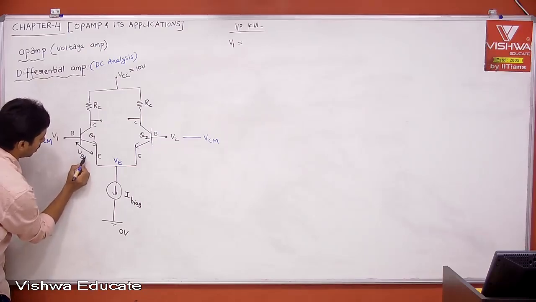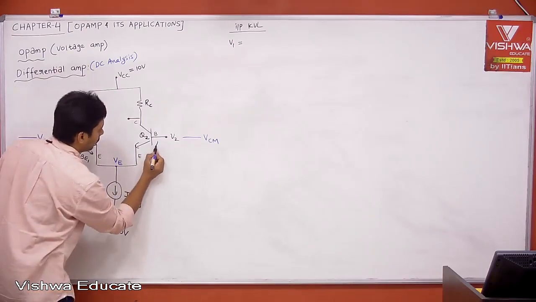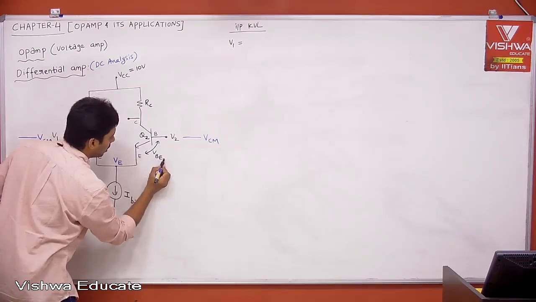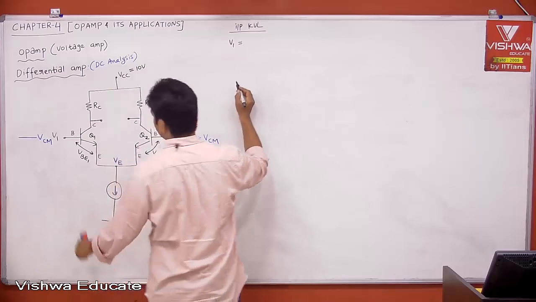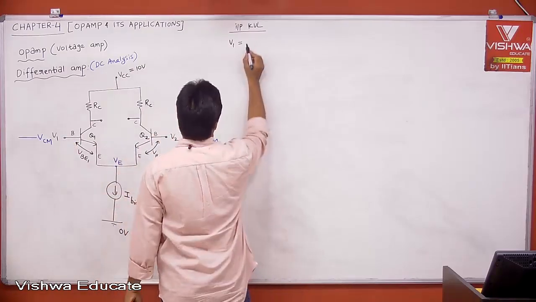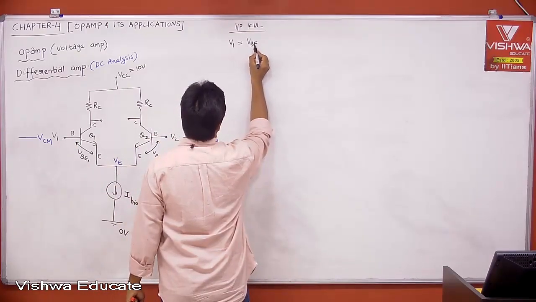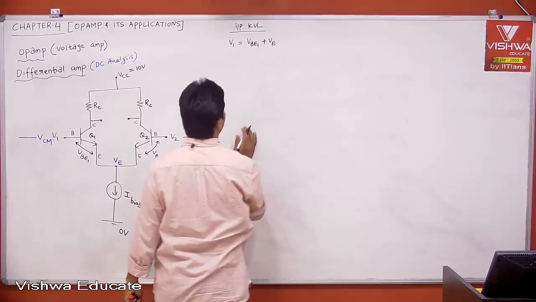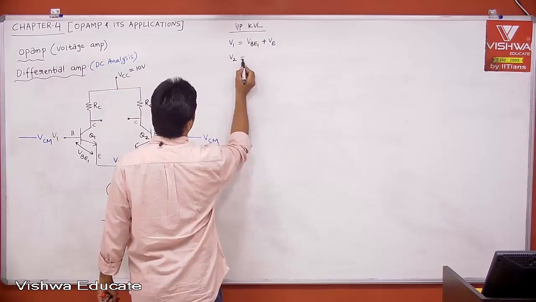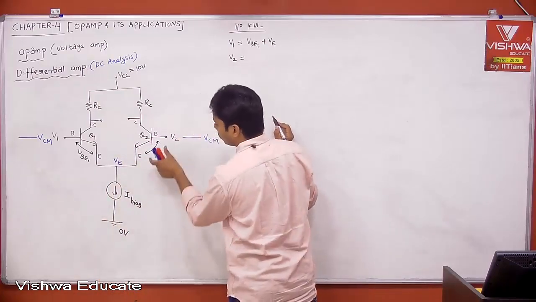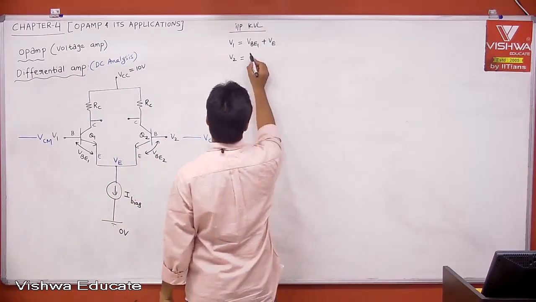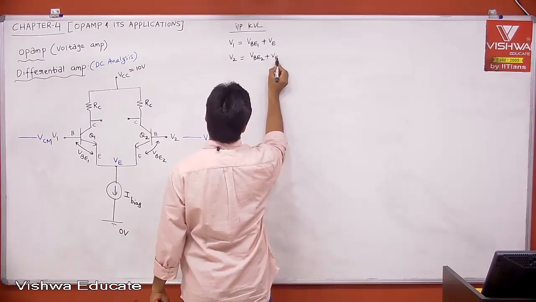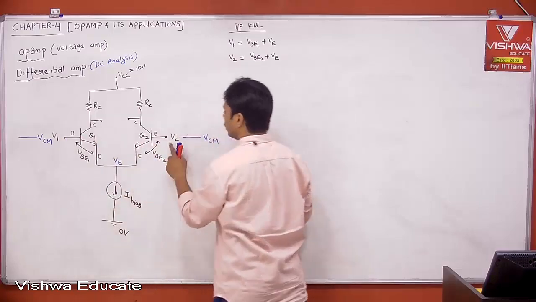This is VBE1 and this is VBE2 for transistor 2. Therefore, tell me what is that? V1 is equal to VBE1 plus VE, right? And what is V2? V2 is equal to VBE2 plus VE. And we know that V1 is equal to V2 is equal to VCM.